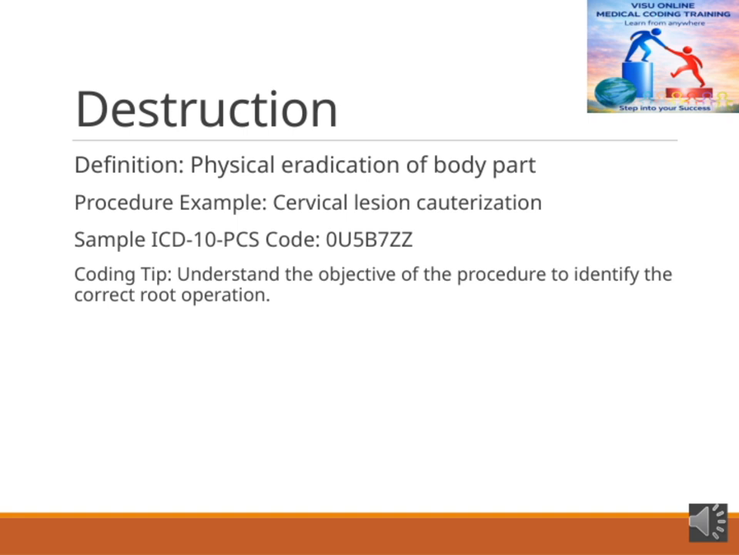A key tip here is to understand the objective of the procedure. Knowing whether the goal is to destroy tissue or remove a body part helps you identify the correct root operation. Remember, in this case, we're focusing on destruction, physically removing or destroying tissue rather than excising or cutting. So, grasping this concept is essential for accurate coding and for understanding how destruction fits into the overall picture of procedural classifications.